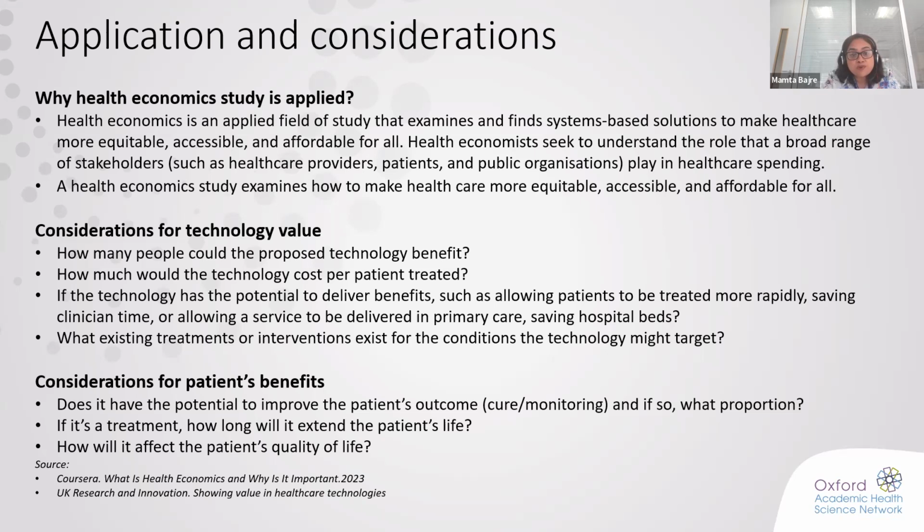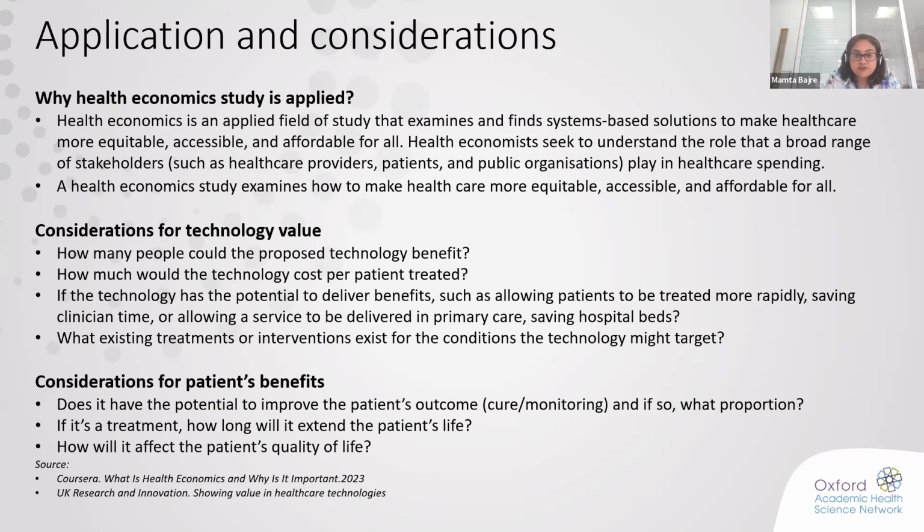What existing treatment or intervention exists for the conditions the technology might target? Is there something which is already happening? For example, if you're considering a point of care test, would it be better in terms of result than the lab test that's happening in the current pathway? Will it provide the result quicker, which can help make treatment decisions quicker?